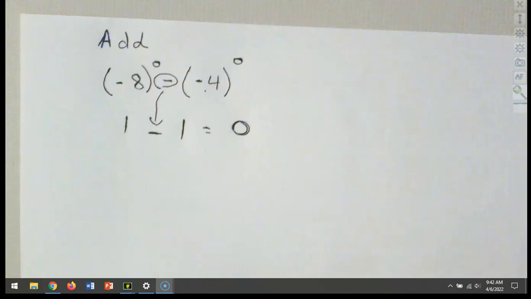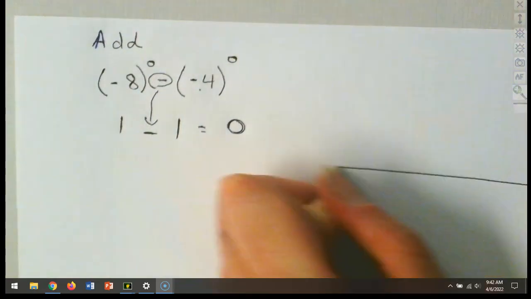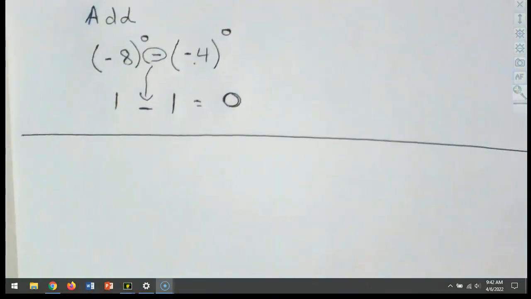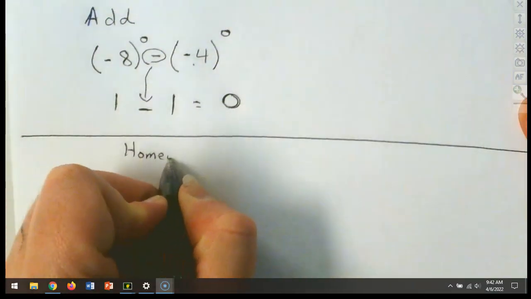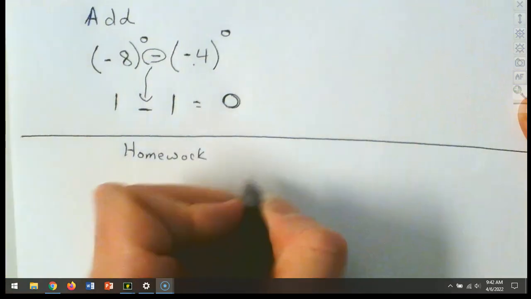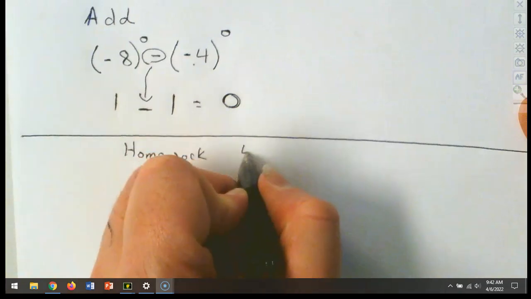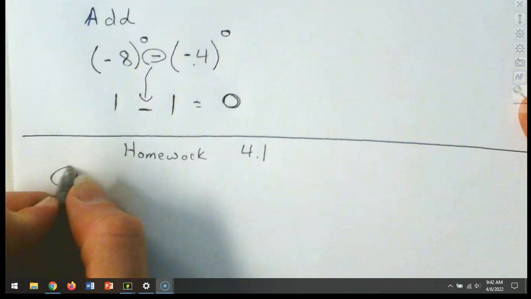I'm going to work out one more of these. There are 2 complicated questions in your homework, questions 13 and 14. I'm going to do 14. 13 is a little bit different. They're all a little bit different, but the same concepts. So I'm going to do 14 in your homework. So we're going to look at homework 4.1. We're going to look at question 14.